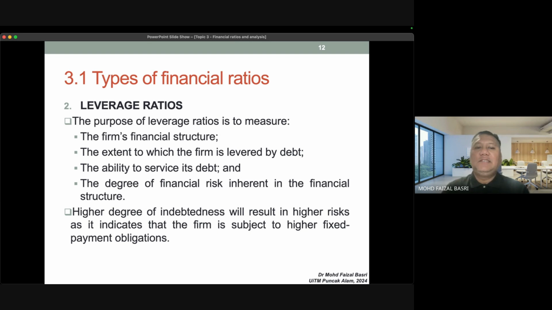Secondly, to see to what extent the firm is levered by debt, kebergantungan kepada hutang, and also you want to see the capability of the firm to service its debt. Mampu ke tak dia nak bayar ataupun service dia punya debt. So the higher degree of indebtedness will result in higher risk, and therefore indicates that the firm is subject to higher fixed payment obligation. As a normal layman, lagi tinggi hutang seseorang, lagi tinggilah dia punya fixed payment obligation. Setiap bulan they have to allocate a certain amount of money to pay their debts. Kalau kita individually, kita ada fixed payment, macam contohnya if we purchase a car or a house, kita ada fixed payment setiap bulan that we have to pay to service, right?